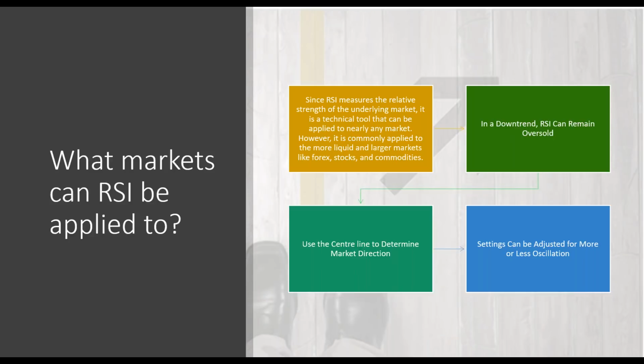Since RSI measures the relative strength of the underlying market, it is a technical tool that can be applied to nearly any market. However, it is commonly applied to the more liquid and larger markets like Forex, stocks, and commodities. In a downtrend, RSI can remain oversold. And this is the thing that you have to be aware of. Oversold doesn't mean to buy immediately, and overbought doesn't mean to sell immediately, because an asset can stay overbought for a period of time, and it can stay oversold for a period of time. So you want to use the center line to determine market direction. Settings can be adjusted for more or less oscillation.